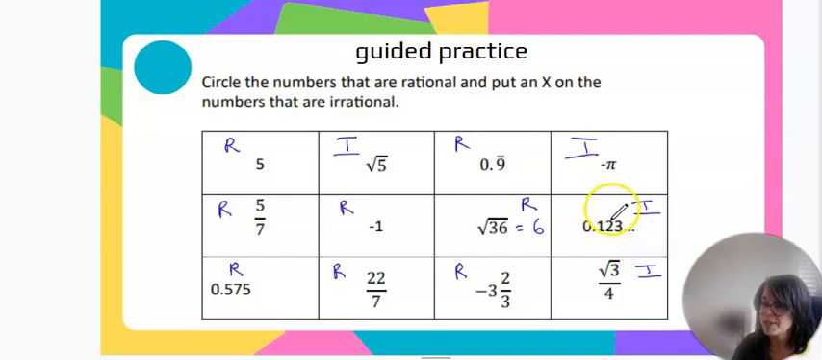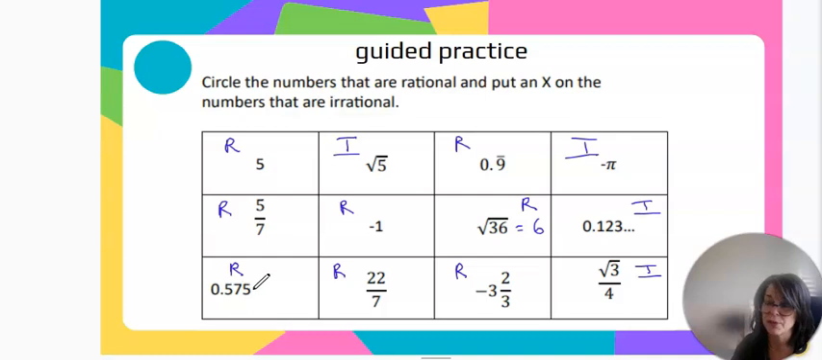This one, while there is a pattern here, there is nothing to indicate that that pattern repeats. And that makes this irrational. This decimal has an end. There's no bar saying it keeps going. There's no dots saying it never ends. It's rational.